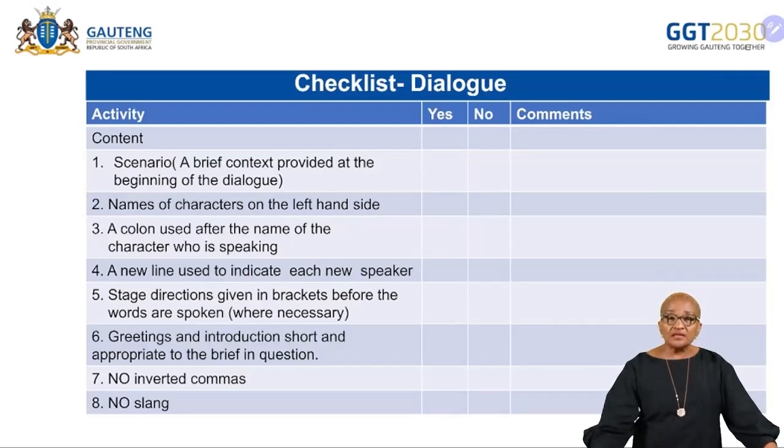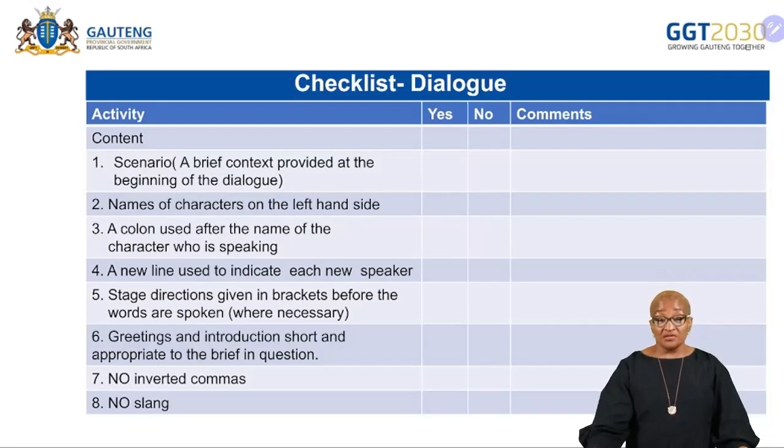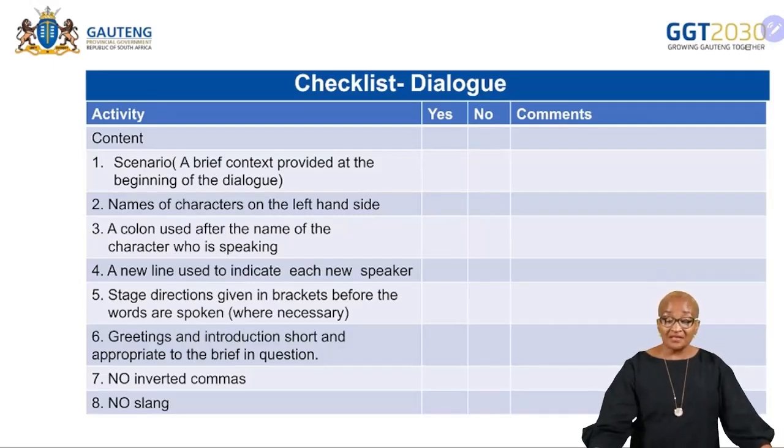Some learners would take 7 to 8 lines on greetings. Good morning, John. How are you, John? And you talk about the weather. And you talk about everything else except the brief. Before you even know it, you are almost at the required number of words. So be mindful of the greetings and your introduction. That needs to be short and appropriate to the brief in question. There shouldn't be inverted commas, no slang at all. So that is our standard checklist for a dialogue.